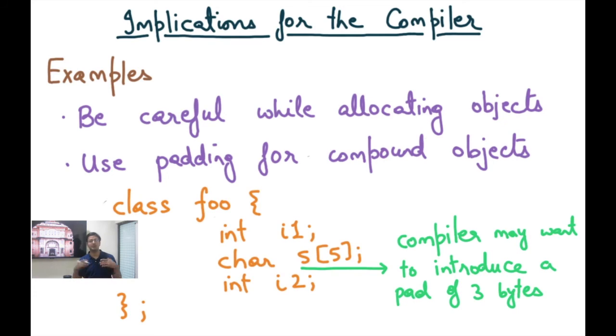So for example, I would say I1 is equal to I1 plus 1. That's going to have to read all the 4 bytes associated with I1 in one go. And so that's going to be a very common operation. So maybe the compiler wants I1 and I2 to both be allocated at 4-byte aligned addresses. But the middle field is a 5-character array, and so the only way this can be achieved is if we add some padding.